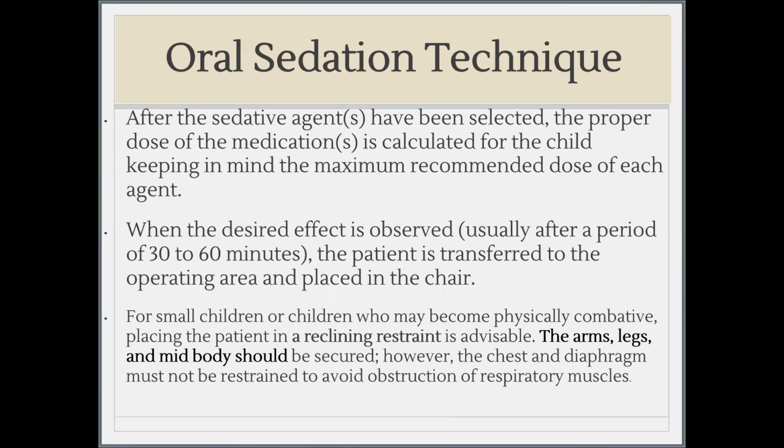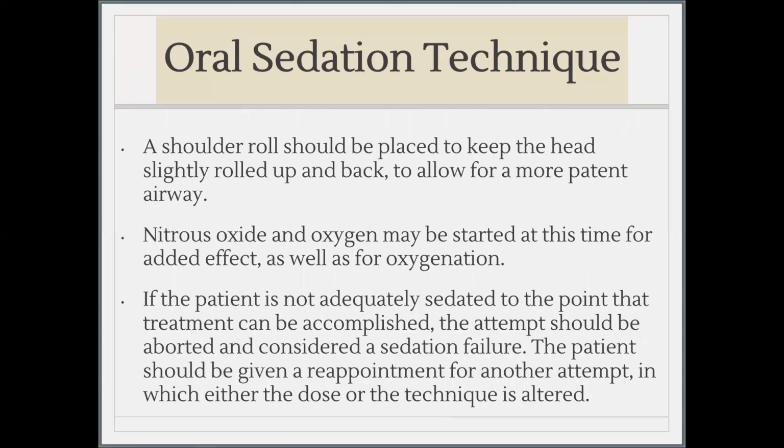For small children or children who may become physically combative, using a reclining restraint is advisable. The arms, legs, and mid-body should be secured. However, the chest and diaphragm must not be restrained to avoid obstruction of respiratory muscles. A shoulder roll is suggested to be placed to keep the head slightly rolled up and back to allow for a more patent airway. Nitrous oxide oxygen may be started at this time for added effect as well as for oxygenation.